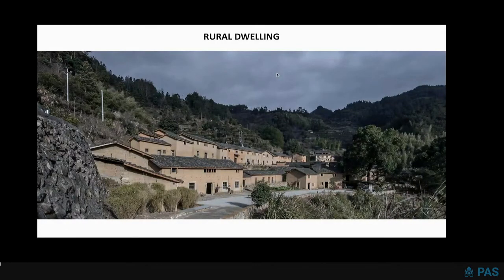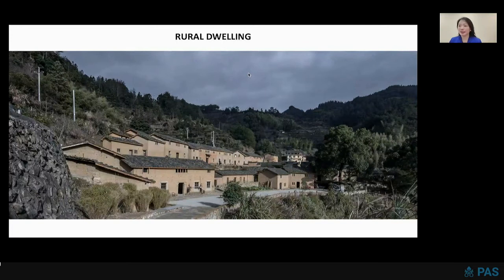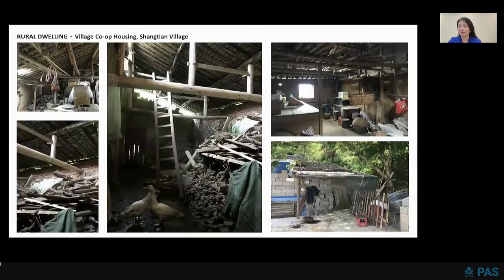The dwelling issue in rural regions is often the opposite of the urban. In the case of Shantian village, whose history can be traced as far back as 600 years ago, it was becoming a hollow village with only a few elders remaining. Many houses are vacant and many have been abandoned for years due to the decreased population.